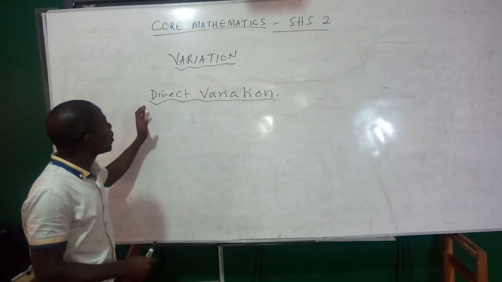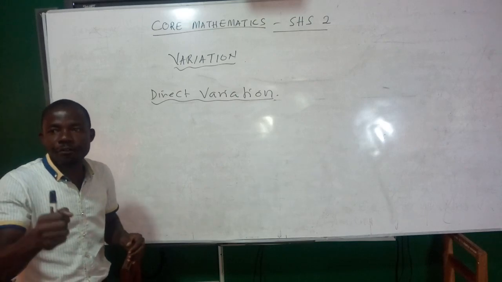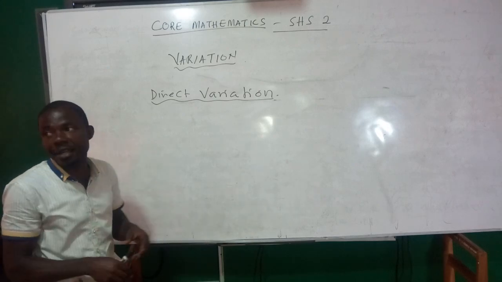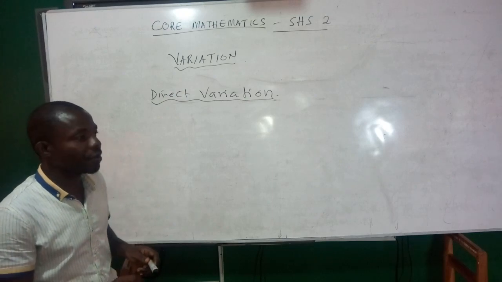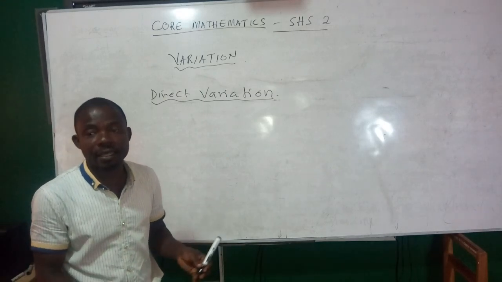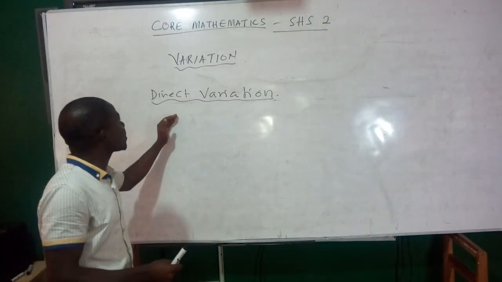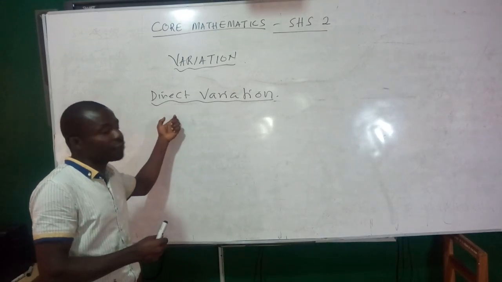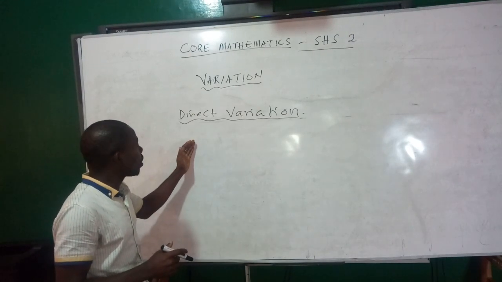And as we know, talking of linear, the graph of the direct variation is a linear graph. Sometimes you may be asked in the objective test, the graphs will be drawn for you to select the one which is direct variation. So you should know the graph of a direct variation is always a linear graph.